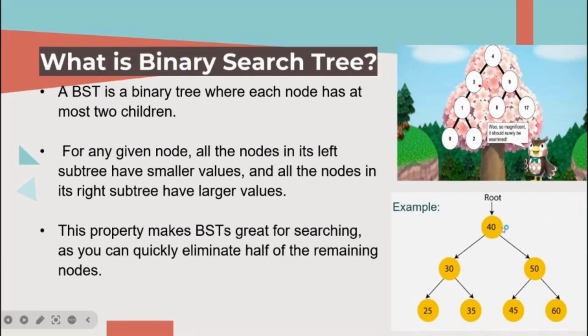And whatever element is present at the top of the tree is called the root node. So here 40 is called the root node. And the elements present at the remaining levels are called intermediary nodes.